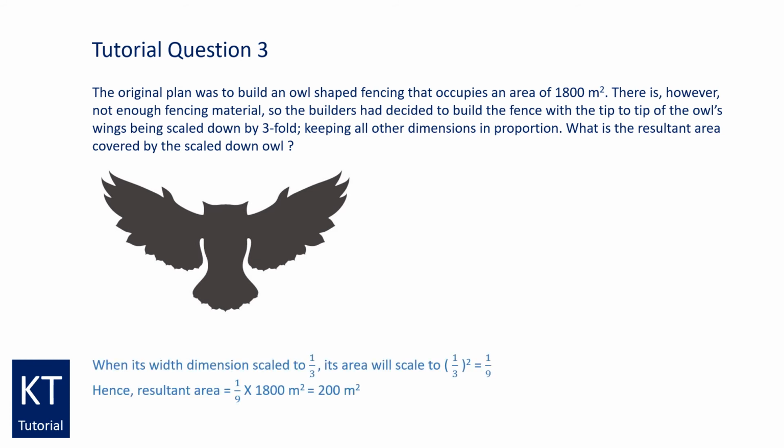With its width dimension scaled to a third, its area will scale to a third to the power of 2, which comes to 1/9. Hence, the resultant area is purely 1/9 times 1800 meters squared, and this comes to 200 meters squared.